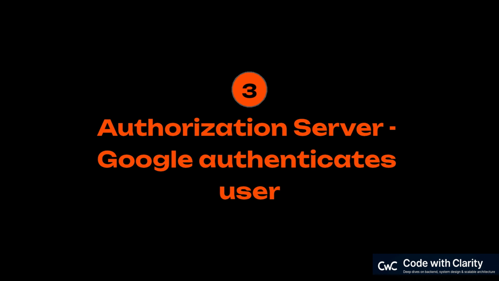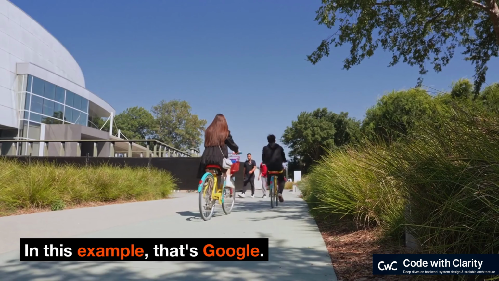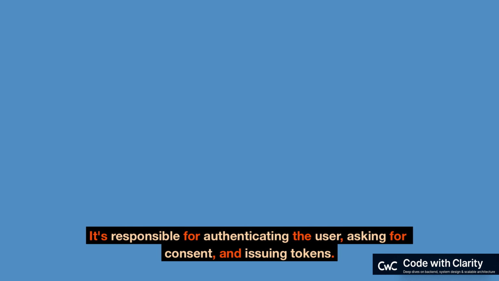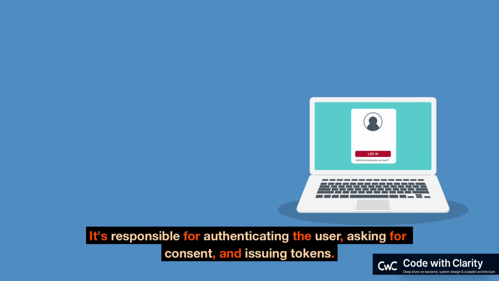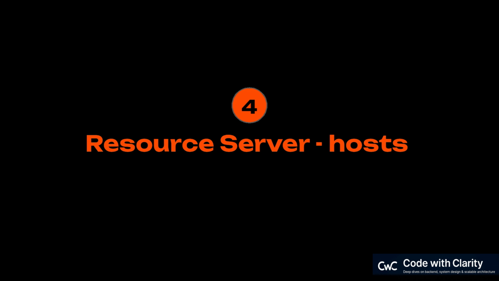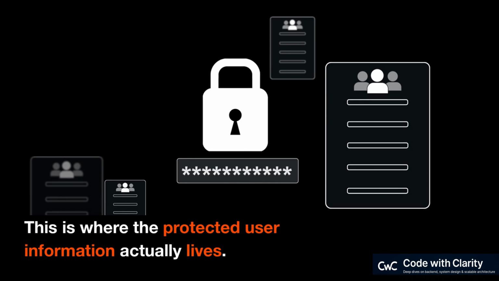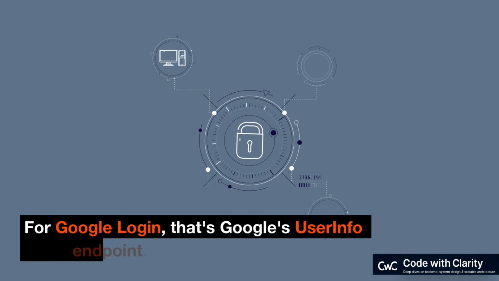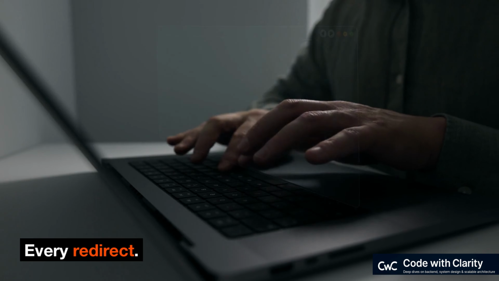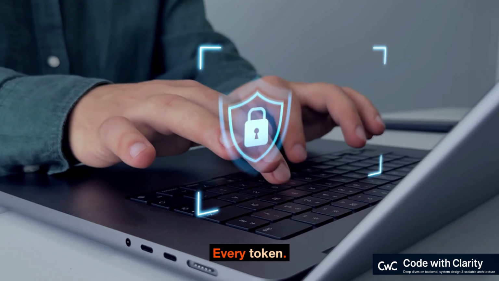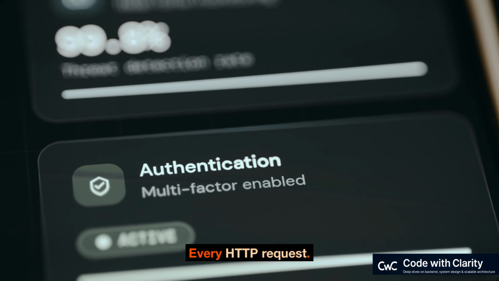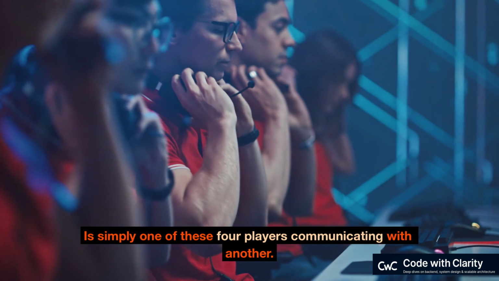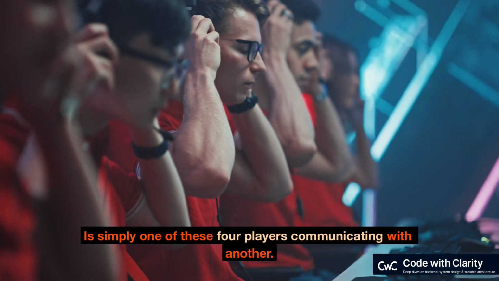Third, the authorization server. In this example, that's Google. It's responsible for authenticating the user, asking for consent, and issuing tokens. Finally, the resource server. This is where the protected user information actually lives. For Google Login, that's Google's user info endpoint. Every redirect, every token, every HTTP request is simply one of these 4 players communicating with another.